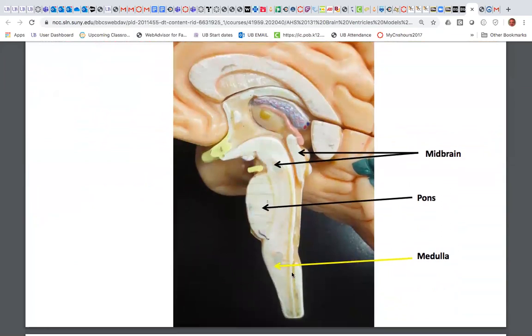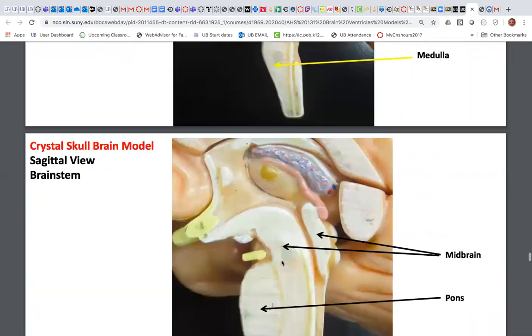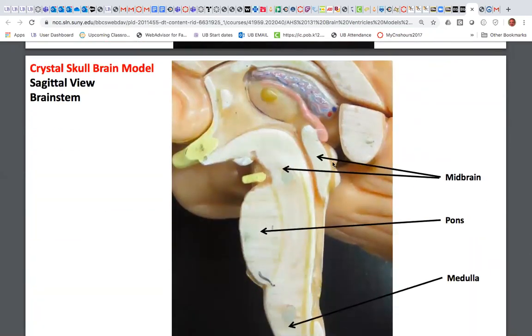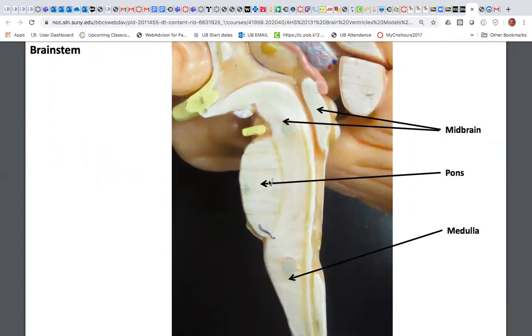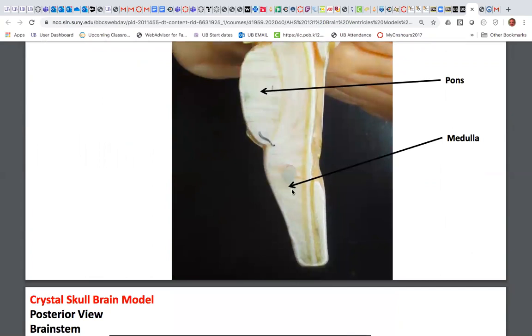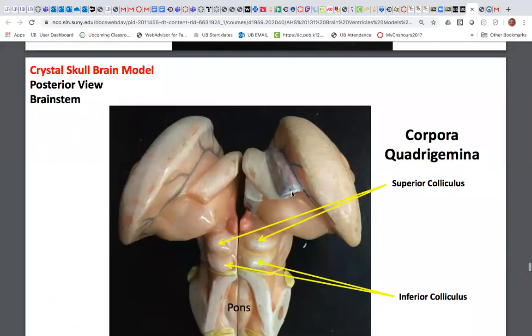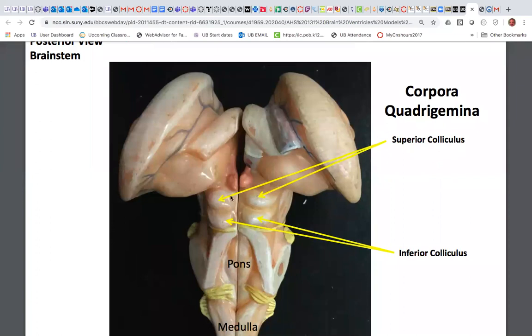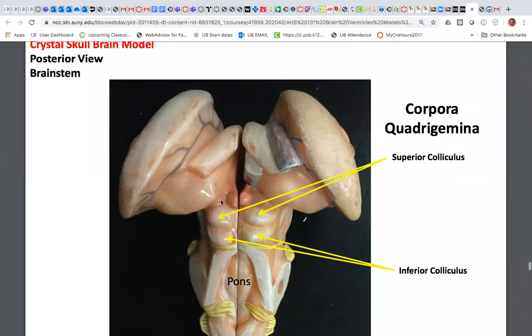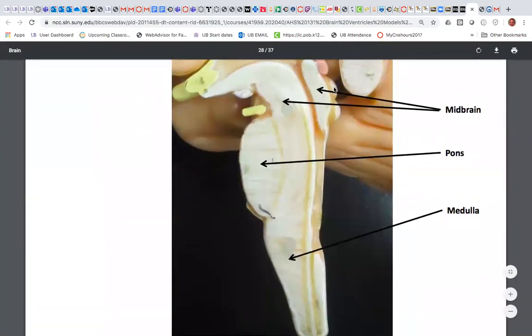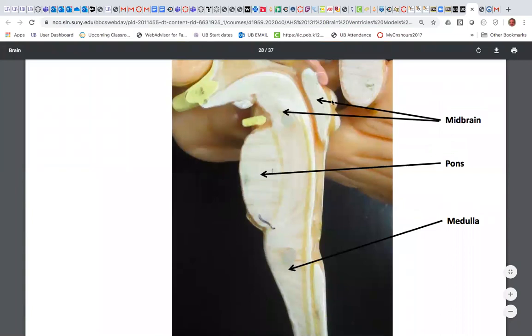Okay, so the brainstem is made up of the medulla, the pons, and the midbrain. Here's the midbrain. Again, you can see superior and inferior colliculi, pons, medulla. The medulla is protected by the C1 and C2 vertebrae. And here is the midbrain, right here. So if we look at these two bumps, this and this, that's the same as this and this, just from a different view.